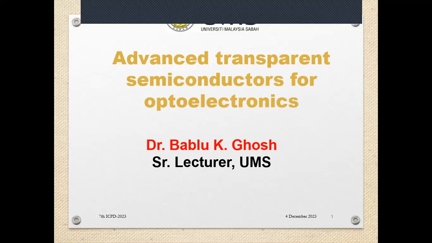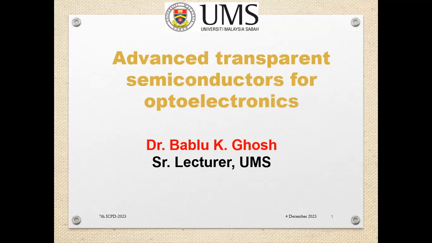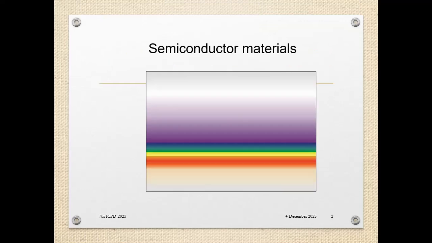So, transparent optoelectronics is a new branch of optoelectronics and electronic systems where flexible electronics and related technologies like building integrated photovoltaics are developed using these materials. You know that semiconductor materials have diverse band gaps from ultraviolet until infrared.